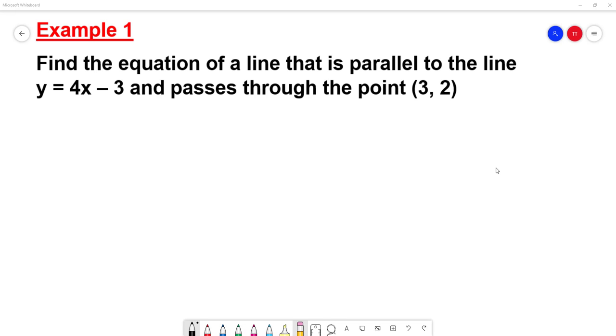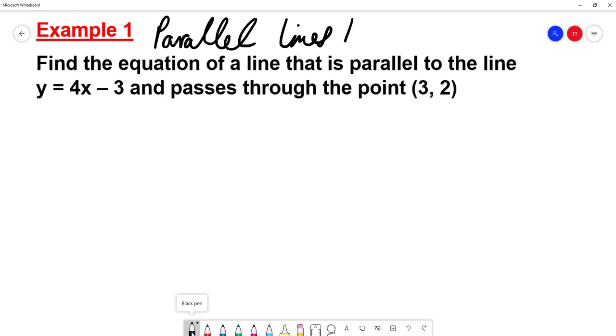In this video, we're going to look at the equations of parallel lines. Now, one of the key things we need to remember is that parallel lines have the same gradient. So parallel lines have equal gradients.